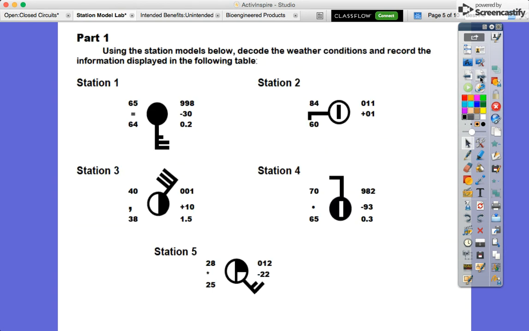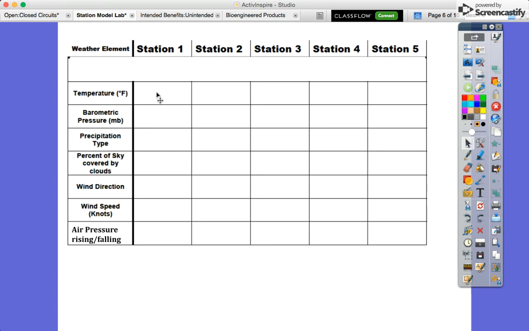Now, for part 1 of your weather station model, you are given 5 weather station models that have been drawn for you, and you have to be able to take the information from those station models and use that information to fill out a chart in locating the temperature, barometric pressure, precipitation type, percent of the sky covered in clouds, wind direction, wind speed, in knots, and air pressure rising or falling.